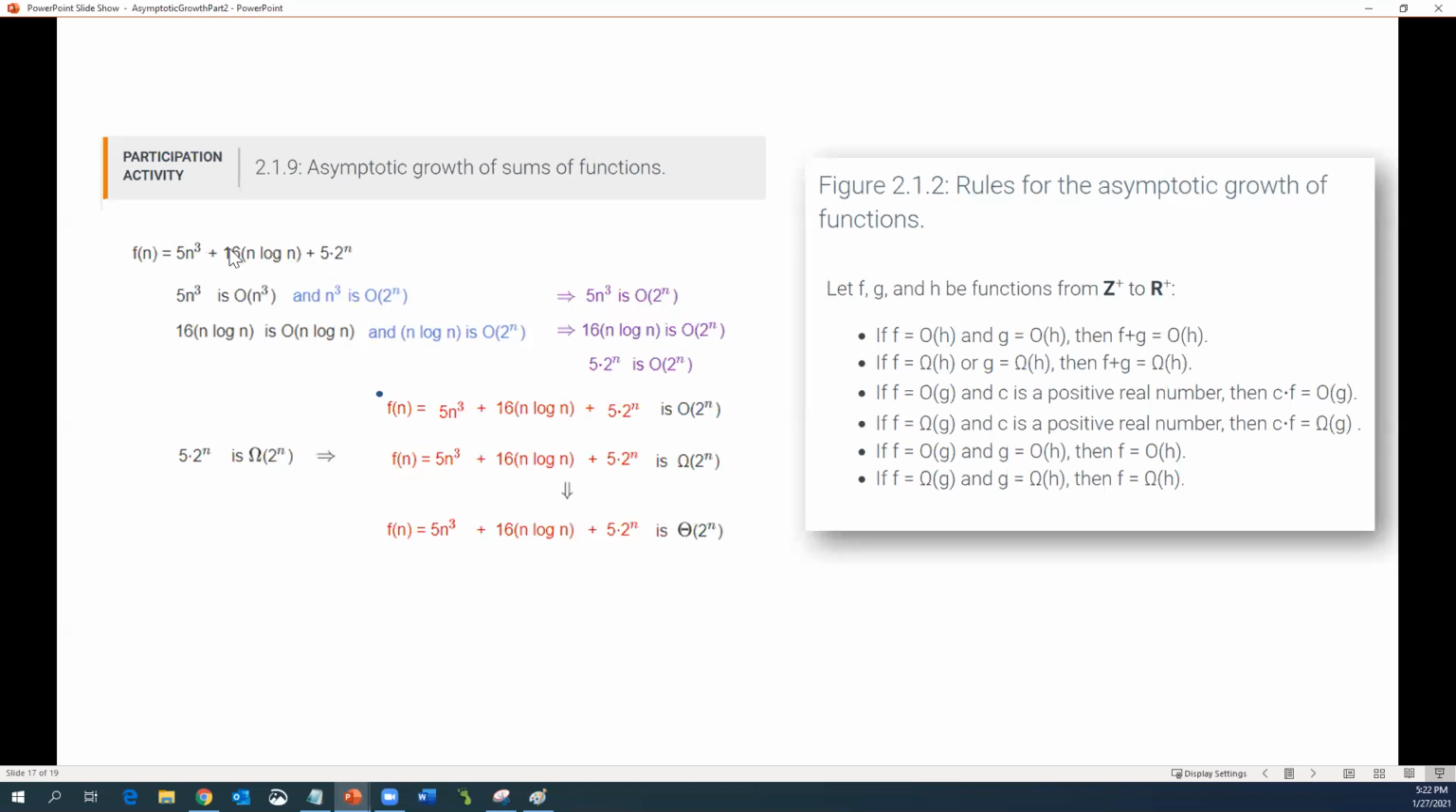Then this other one, the log part, is O of n log n, just drop the constant. But n log n is O of 2 to the n. If you think back to the chart, 2 to the n is at the very bottom of the chart. It's always an upper bound for anything else above it. So that's true, and again this transitive thing says that this is O of 2 to the n.